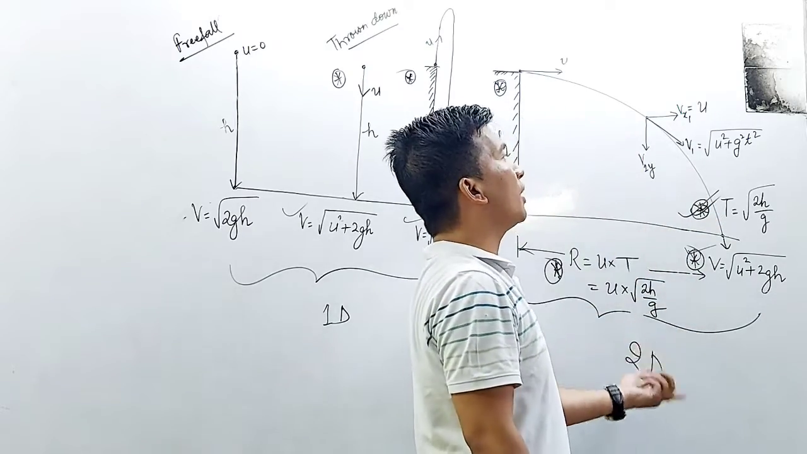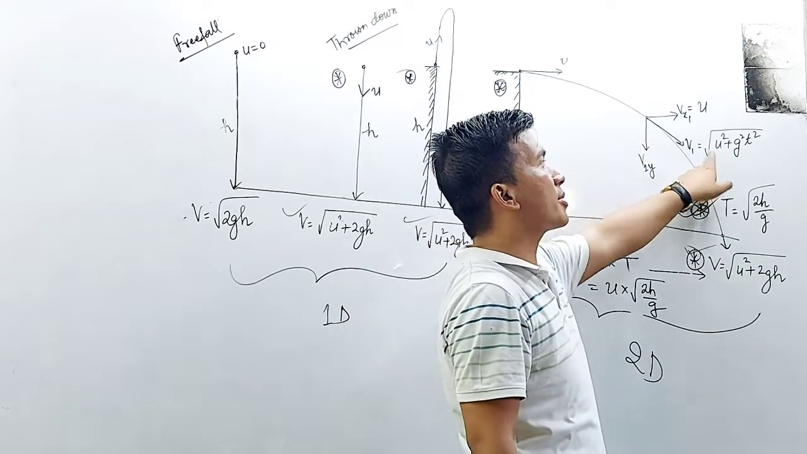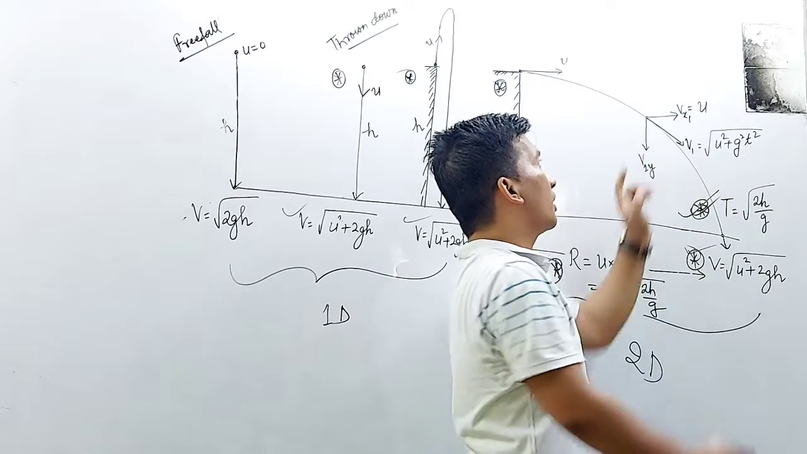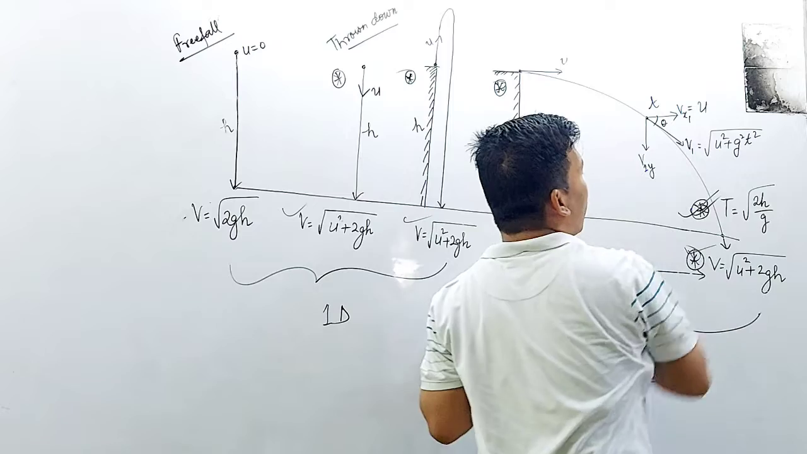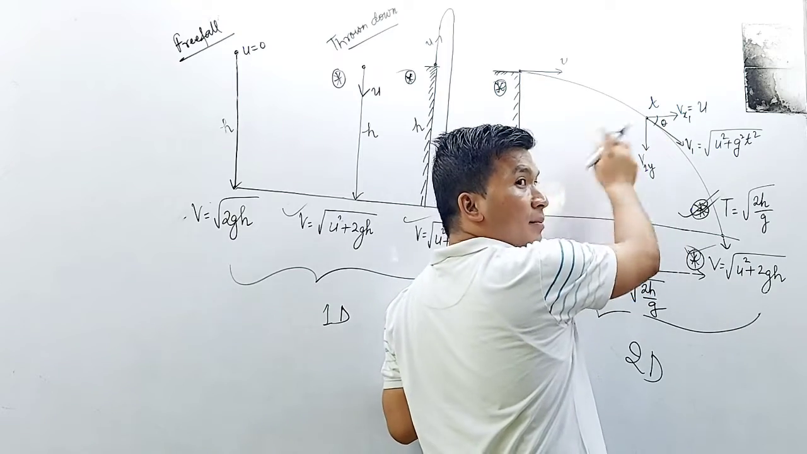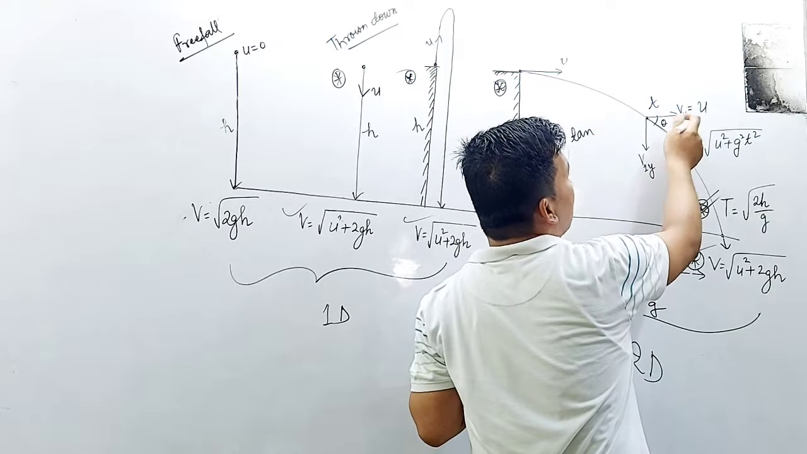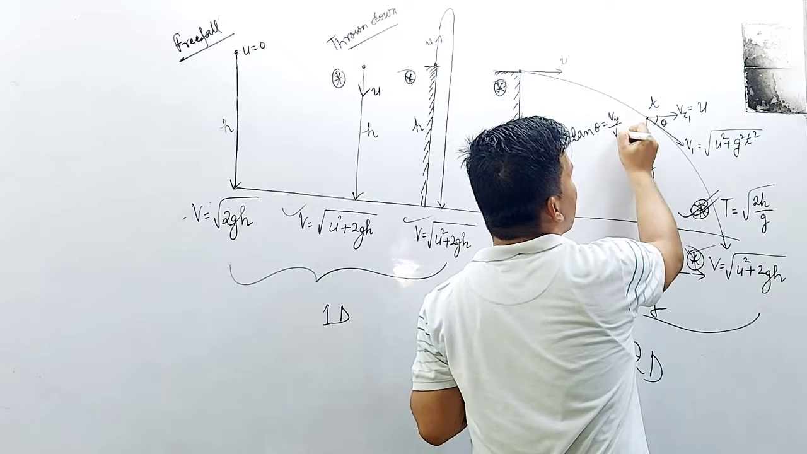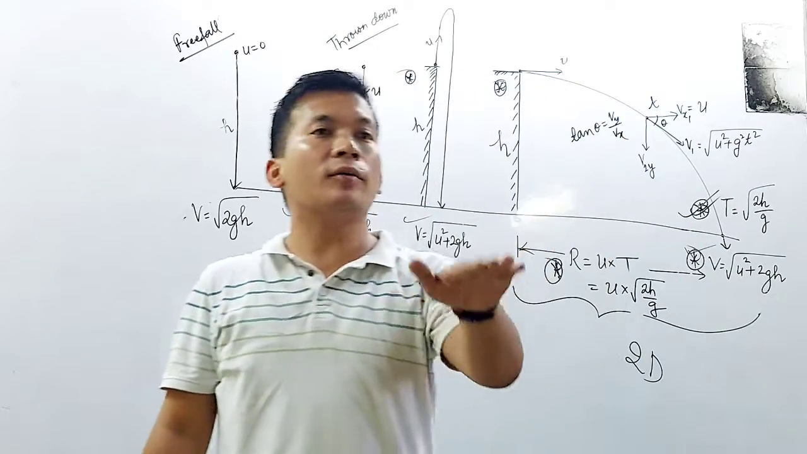Next, additional: what is the velocity at any point? The velocity at any point will have this expression, root over u square plus g square t square, where t is the time at this point. And the angle theta, how to calculate it? Theta will be equal to vy divided by vx. Finish. So can we start our calculation?